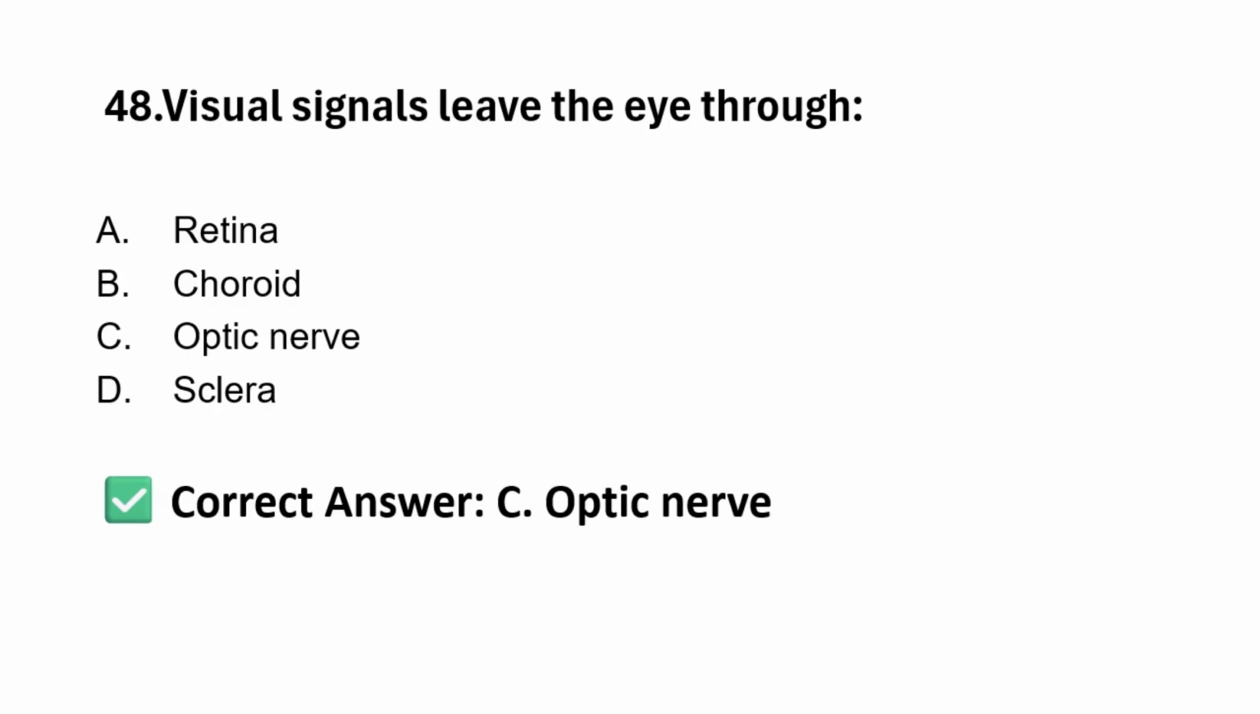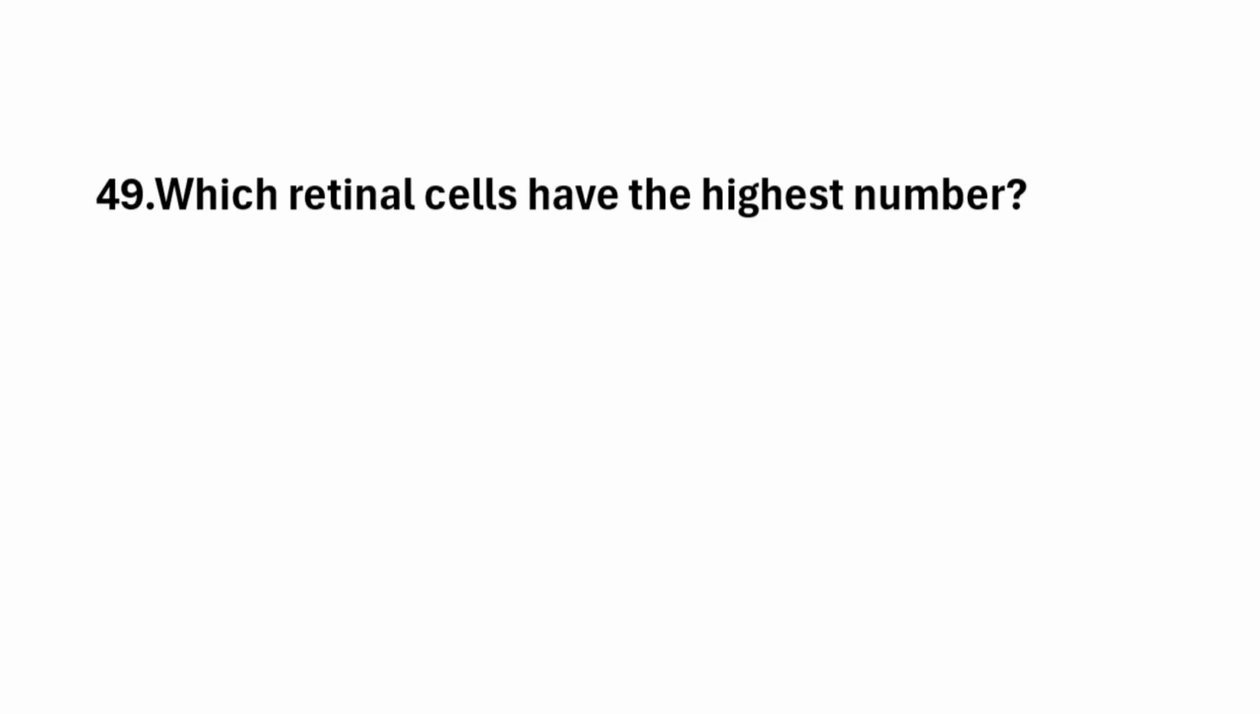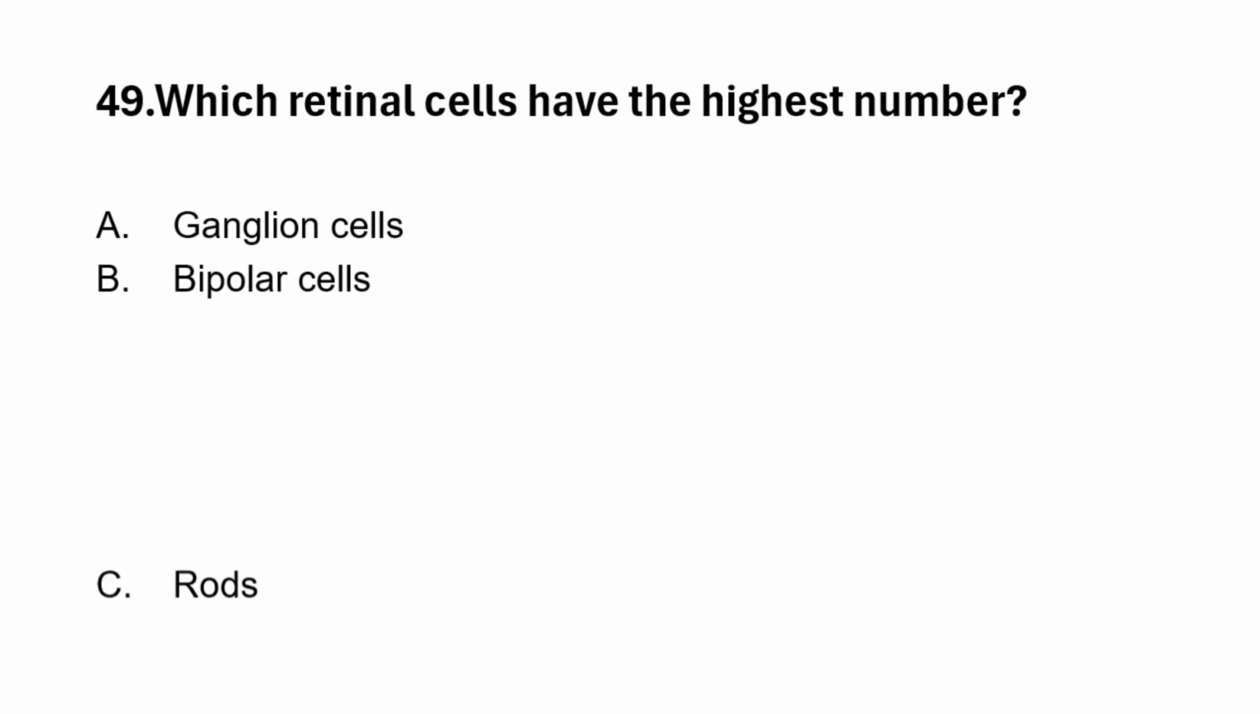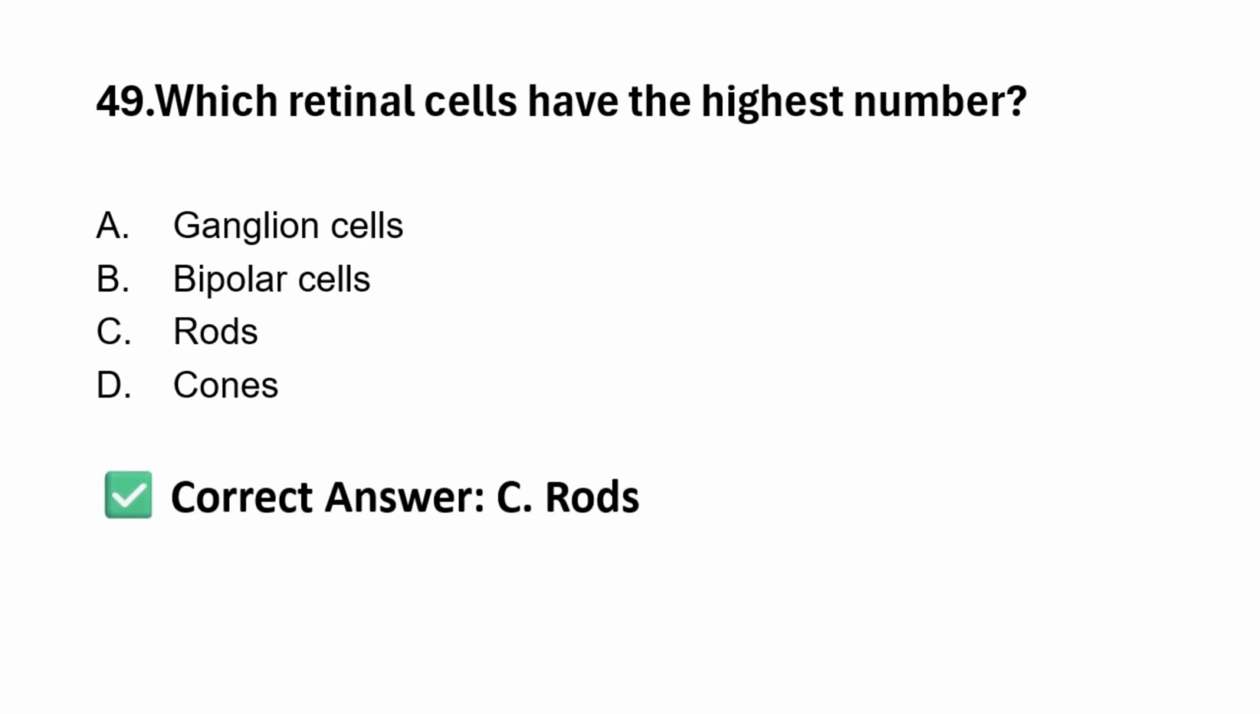So, moving to the next question, question number 49. Which retinal cells are the most numerous? Option A, ganglion cells, option B, bipolar cells, option C, rods, and option D, cones. So, the correct answer is option C, rods. Rods are far more numerous than cones because they are needed for wide field and low light vision.